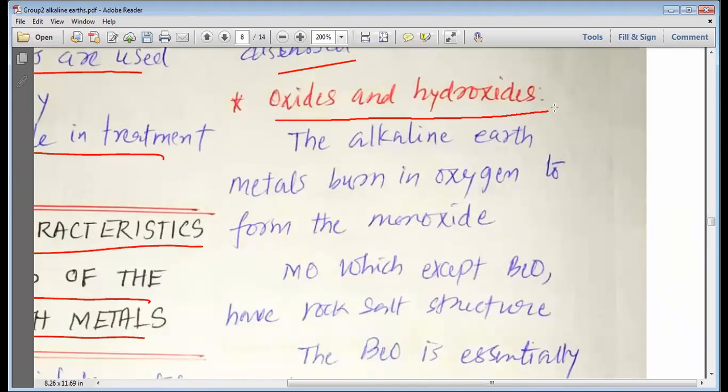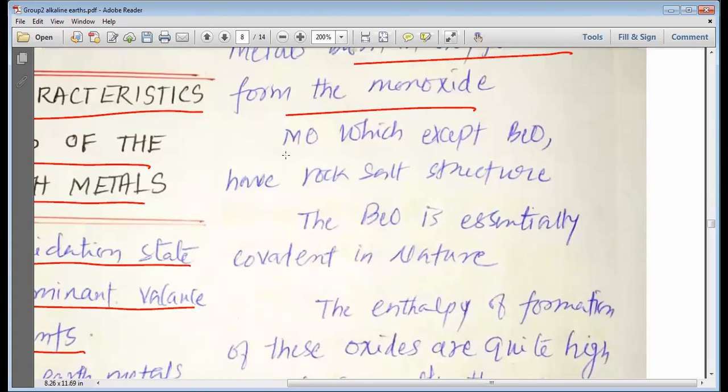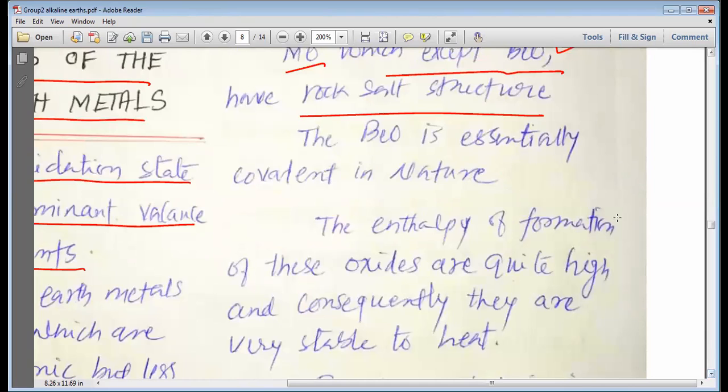So first let us study about the oxides and hydroxides, my dear students. The alkaline earth metals burn in oxygen to form the monoxide, which is MO, which except BeO have rock salt structures. So except BeO, all the other MO have rock salt structures. They have wonderfully well arranged particles. The BeO is essentially covalent in nature.